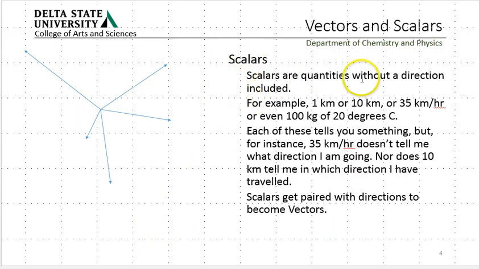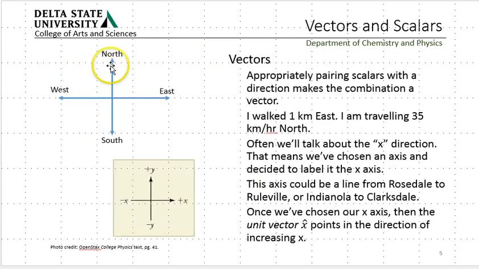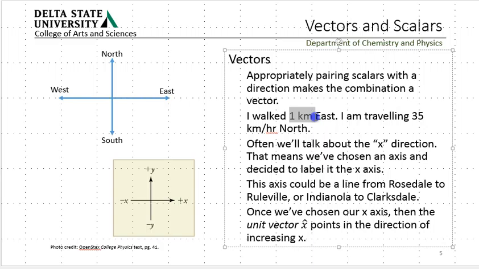All right, so scalars, no direction. So 1 kilometer, 10 kilometers, 35 kilometers per hour, those are all scalars because they don't have directions. To get a vector, you need to take a scalar and pair it with a direction. So vectors: east, north, south, west. I walked 1 kilometer east. I am traveling 35 kilometers per hour north. Those are vectors because they have both a scalar component and a direction, right?